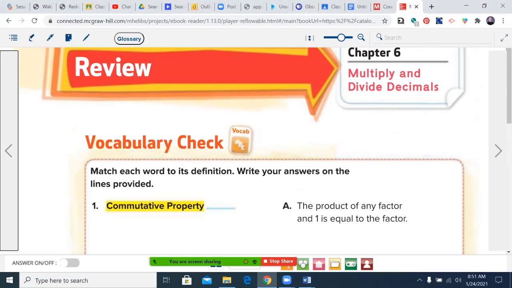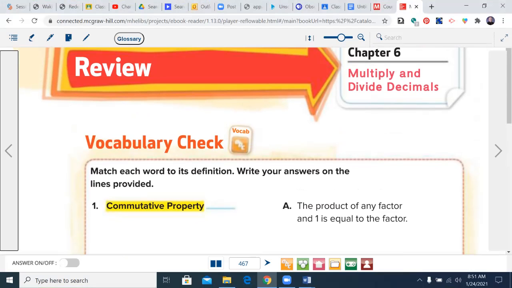We're using the review from the packet. If you do not have this packet available, you could pause the video and go get it. If you really don't have it available, you can use notebook paper to follow along with us and then be able to just make sure that you check your answers with us.